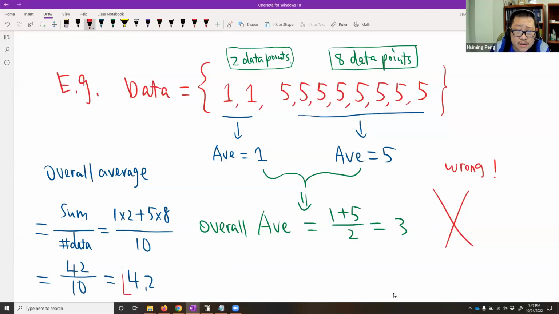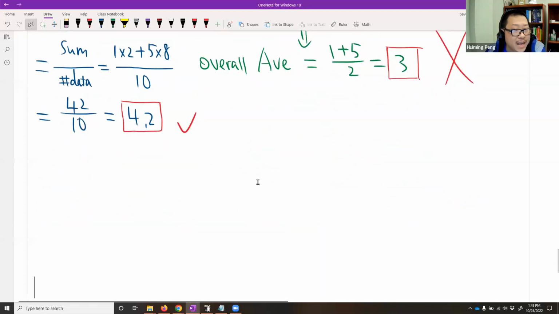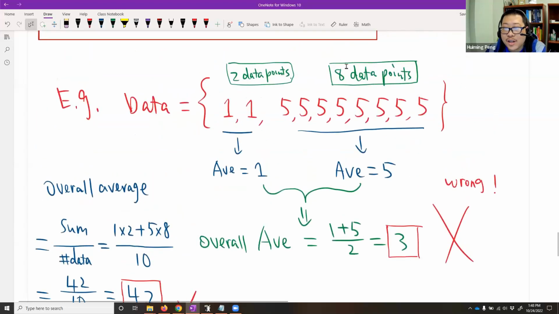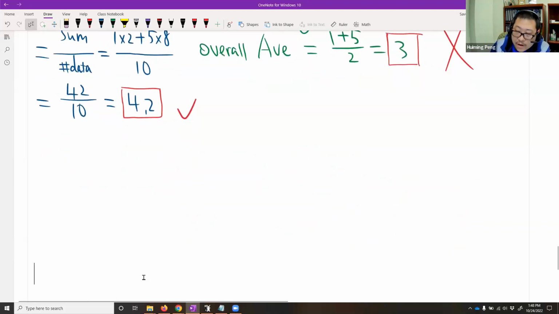Can you see? If you want to find the average, this is true. That's the correct way to find the overall average. And that's the wrong way to find it. This is wrong. 3 is completely different from 4.2. And then you can see something. This average is linked to these 2 and 8. Can I just visualize it, and you will see where the overall average is.